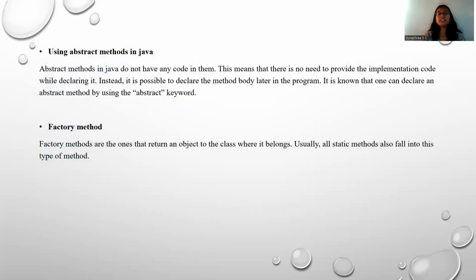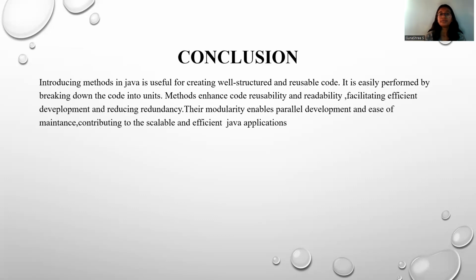Moving on to the third type of method, the abstract method. In Java, abstract methods do not have any code in them, so there is no need to provide the implementation code while declaring. Instead, it is possible to declare the method body later in the program. If you want to declare an abstract method, then we use the abstract keyword. Factory methods are the ones that return an object of the class to which they belong. Usually all the static methods also fall into this type of method.